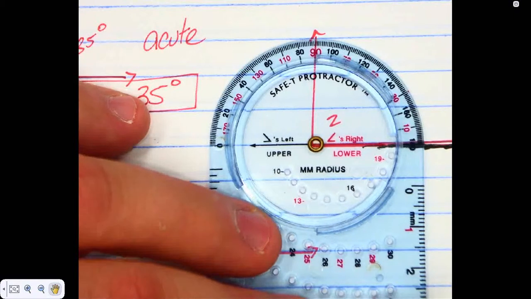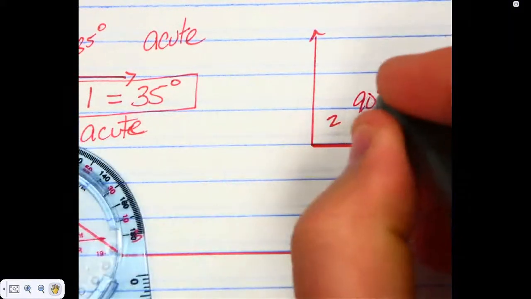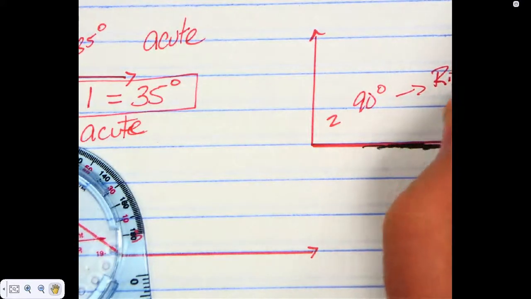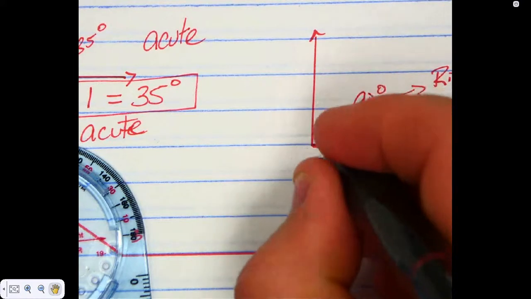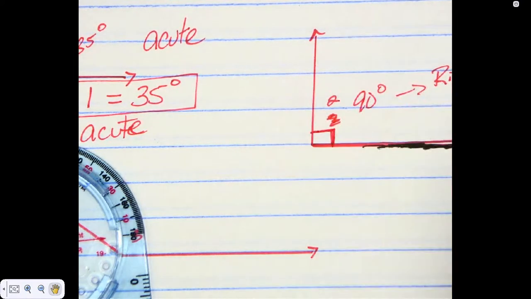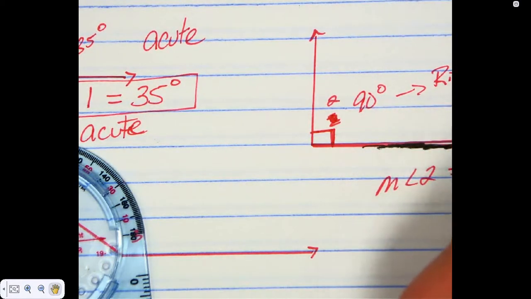What type of angle does this look like it is? Right angle. It's 90 degrees, which is also known as a right angle. I wrote a little square right here. You usually see that. Have you guys seen that before on pictures? Yes. It means right angle. So the measure of angle 2 is equal to 90 degrees.